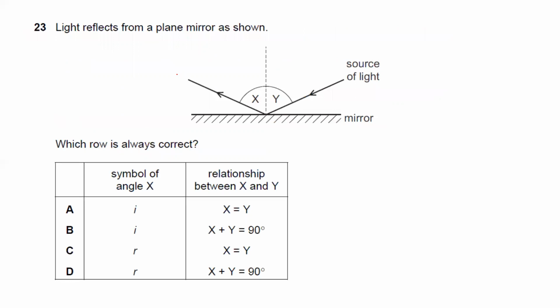Next question. 23, it says light reflects from a plane mirror as shown. Which row is always correct? So the symbol of the angle of x is angle of incidence i, and angle of y is angle of reflection. Similarly, x degrees is equal to y degrees. Both angles are the same, or angle of reflection is equal to angle of incidence, the basic law of reflection from a plane surface. So the symbol for x is incidence, yes, and y equals x. So answer C is the right choice.